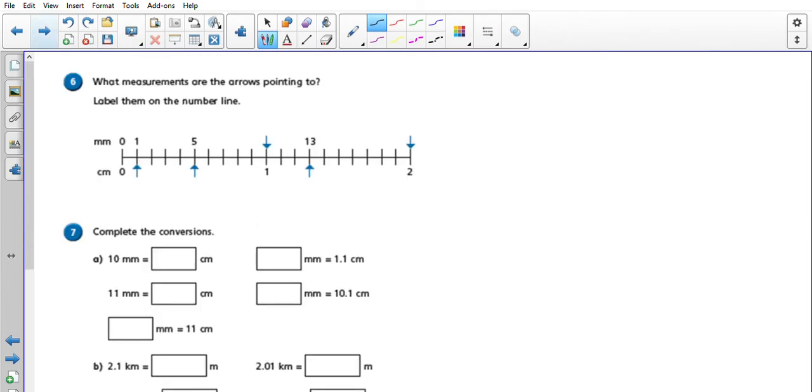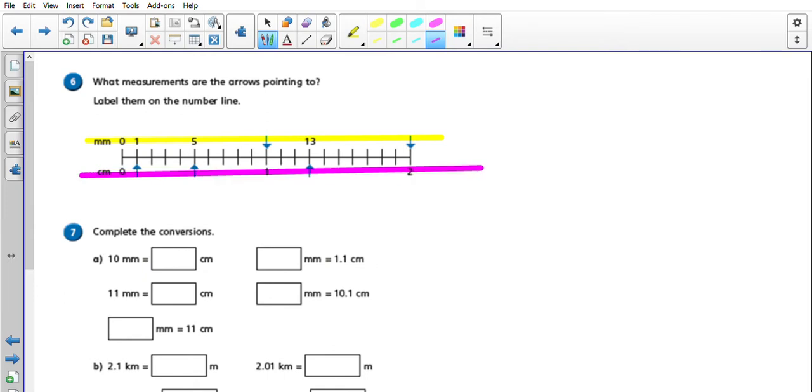Question number 6 asks us what measurements the arrows are pointing to. Okay, on our top line we have got some millimetres. On our bottom line we have got centimetres. Important to spot that, important to see the differences between those two. So our first line here is pointing to 1 millimetre. Make sure you have the unit of measurement on here correctly as well, please.